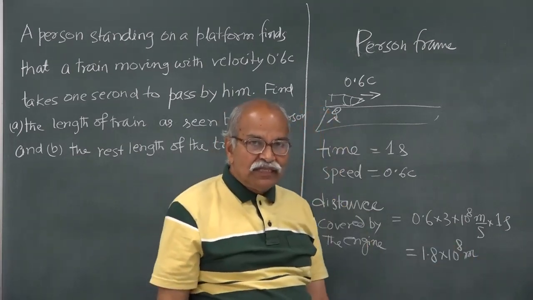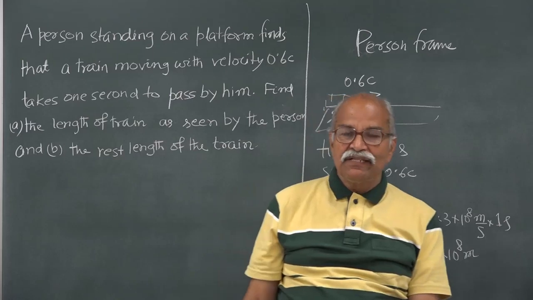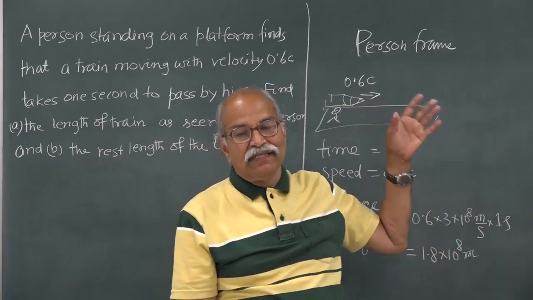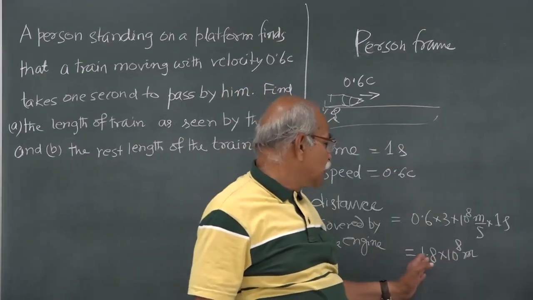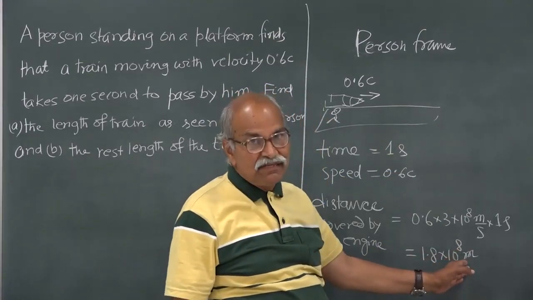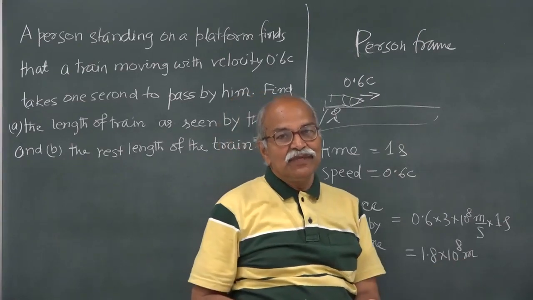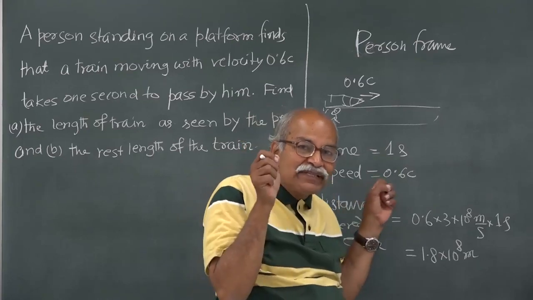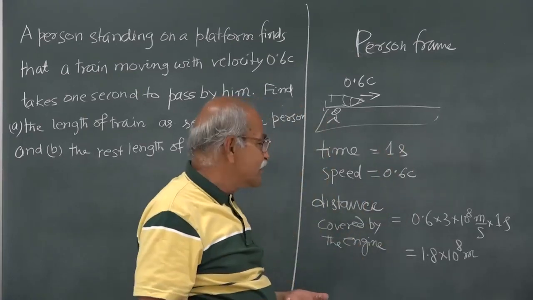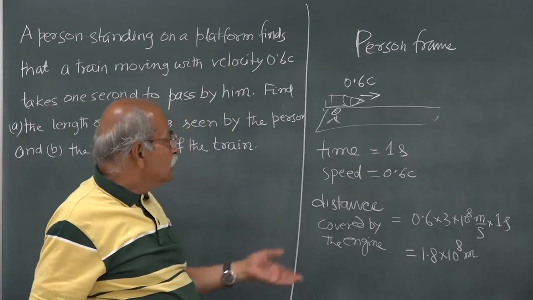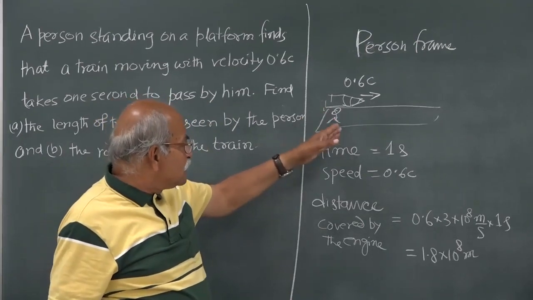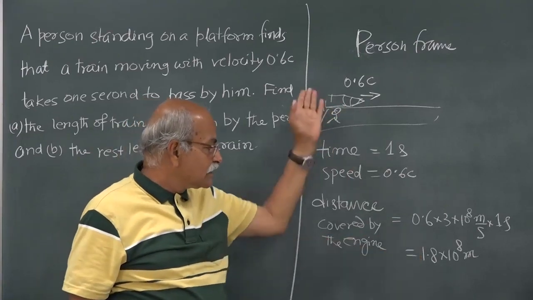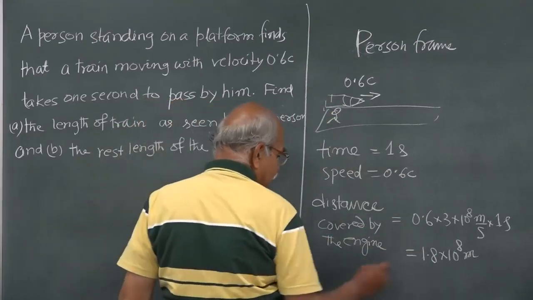So, to practice all these relativity equations, we create these hypothetical situations. The length of the train is 1.8 into 10 to the power 8 meters. These are all hypothetical situations, but to bring out the meaning of the equations, we use these unrealistic numbers. So, at 1 second, that last rear part is here and the engine is at this distance. So, that is the length of the train.